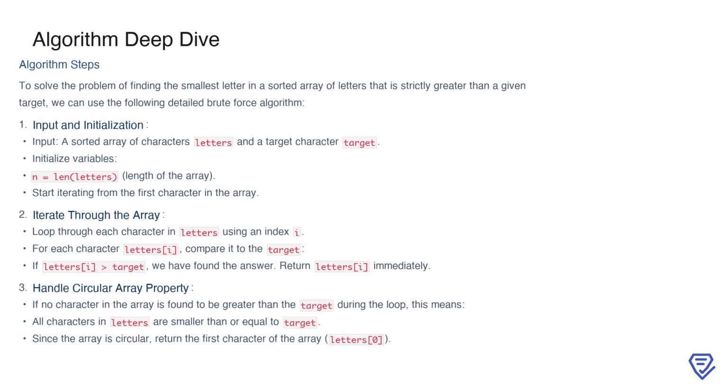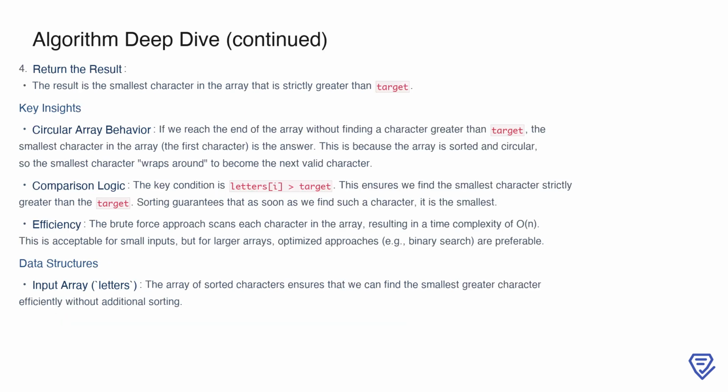During this iteration, we compare each character to the target. If we encounter a character that is greater than the target, we immediately return it as the result. This ensures that we find the smallest letter strictly greater than the target as early as possible in the array. If no such character is found during the loop, the circular property of the array comes into play. Since the array is circular, when no character is greater than the target, we return the first character in the array because it wraps around to become the next valid letter. The final step of the brute force algorithm is to return the result, which is the smallest character strictly greater than the target.